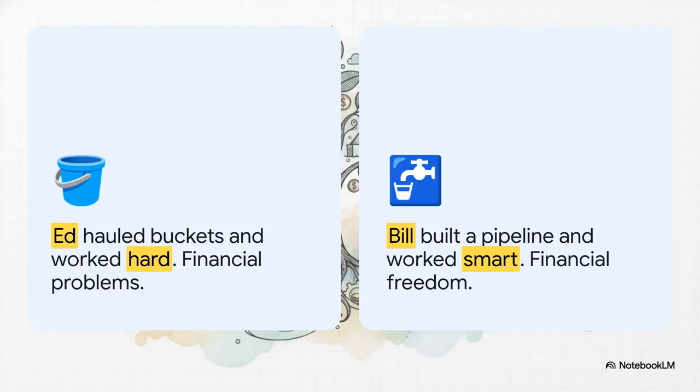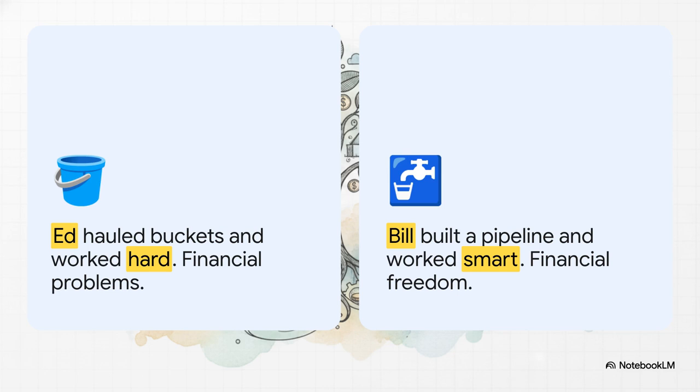To really grasp the massive difference between working hard and working smart, we have to look at this classic story Kiyosaki learned from his rich dad. So imagine a village that had absolutely no water unless it rained. The village elders hire 2 contractors to solve this problem. The first contractor, Ed, immediately goes out, buys 2 heavy steel buckets, and just starts running back and forth to a distant lake. I mean, he worked incredibly hard from morning to night.